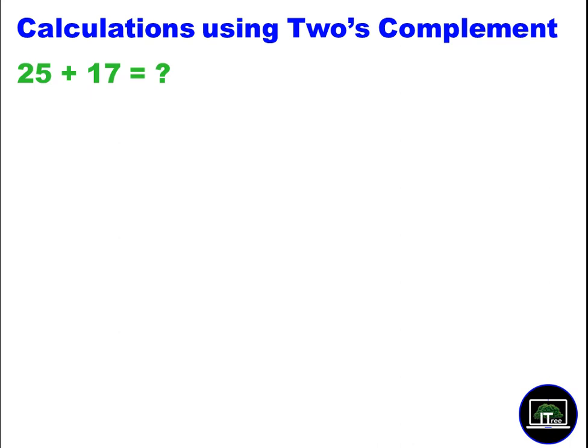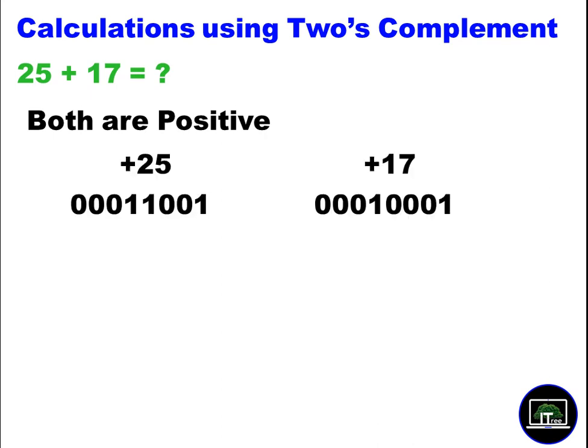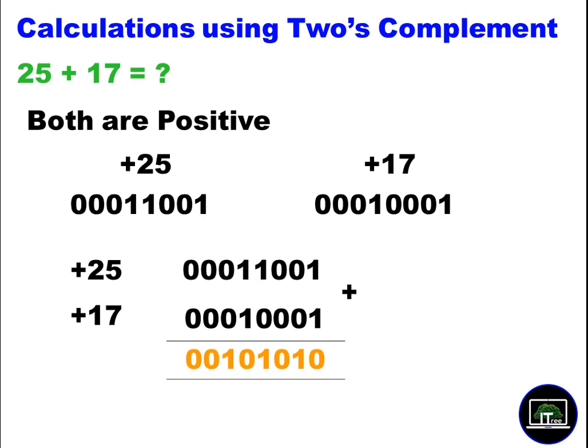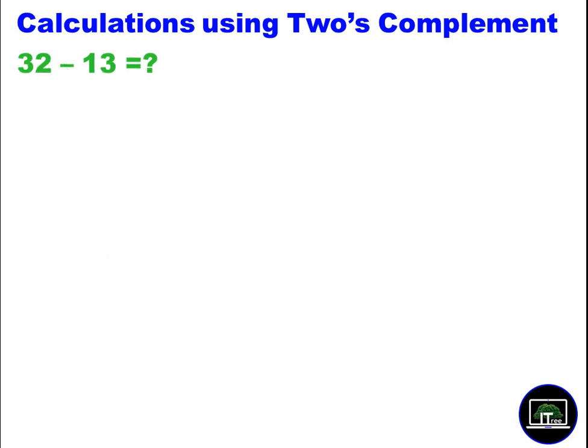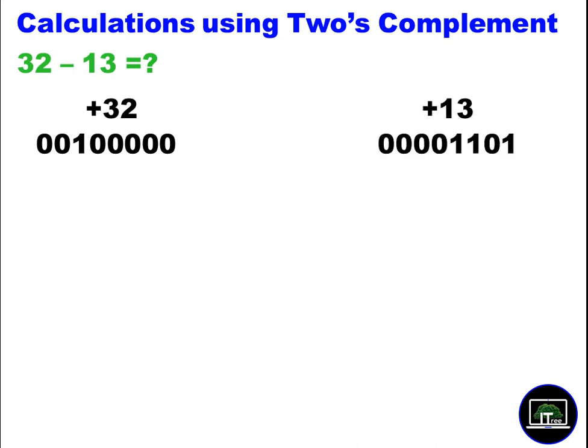Okay, we do some additional calculations using 2's complement. Both are positive numbers, so no conversion is required. We can add them together to get the answer. You know that it is a positive number, since the sign bit is 0, so positive number. We can get the number. We do the next one. 32, no conversion required. It's a positive number. 13, it's a negative number. It needs the conversion. First write the normal number in binary format. Convert to 1's complement. How do you do that?